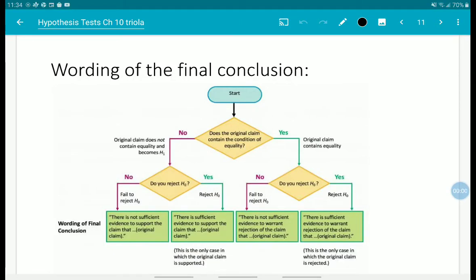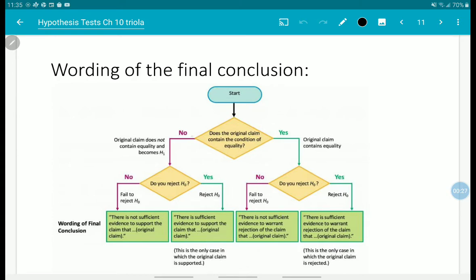Talk about how to word that final conclusion. This chart is going to be your best friend in this chapter. So you first got to decide, does that original claim have a condition of equality? If it does, you're going to follow the chart this way, and then you've got to determine whether you reject or fail to reject. And then that's going to start your wording for your conclusion.